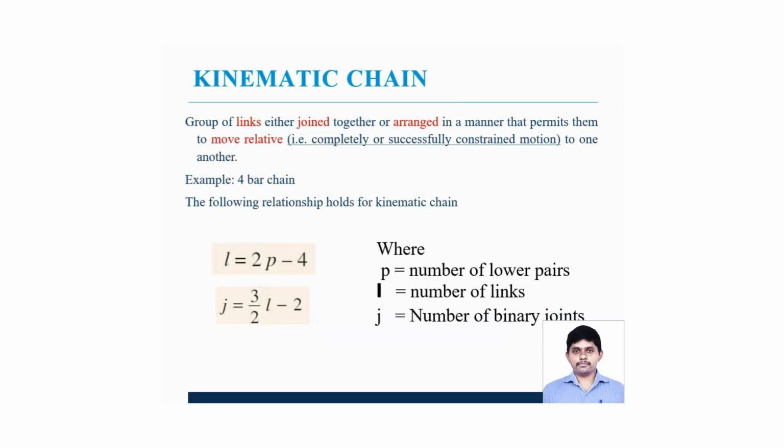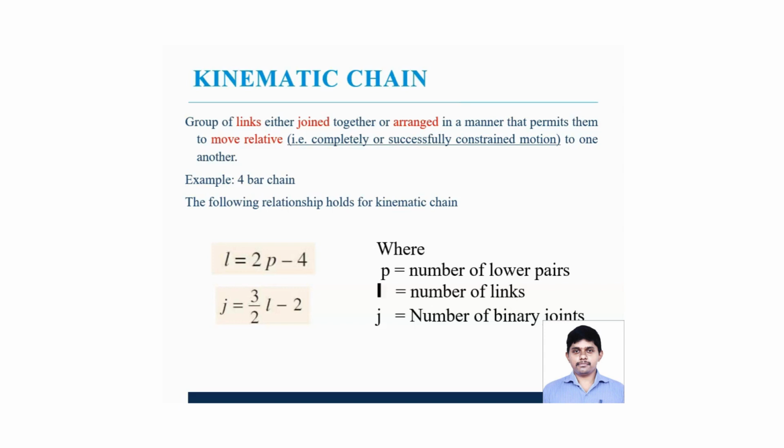So how can we determine whether the given mechanism has a kinematic chain or not? We can use two relations: l is equal to 2p minus 4, and j is equal to 3 by 2 l minus 2. With the help of these two relations, we can determine what kind of link it is, for example whether it is a ternary, binary or quaternary link, and how many joints, kinematic pairs and kinematic links there are.